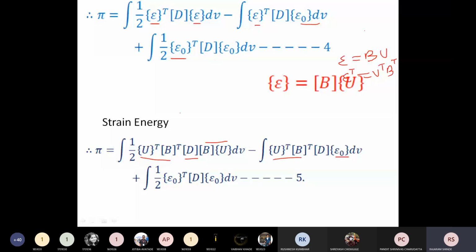next term is epsilon 0 transpose D epsilon 0. Is there any doubt in this equation? Equation number 5. This is the strain energy equation. If you have doubt, you can ask me. Here, is it necessary to repeat once again this derivation?